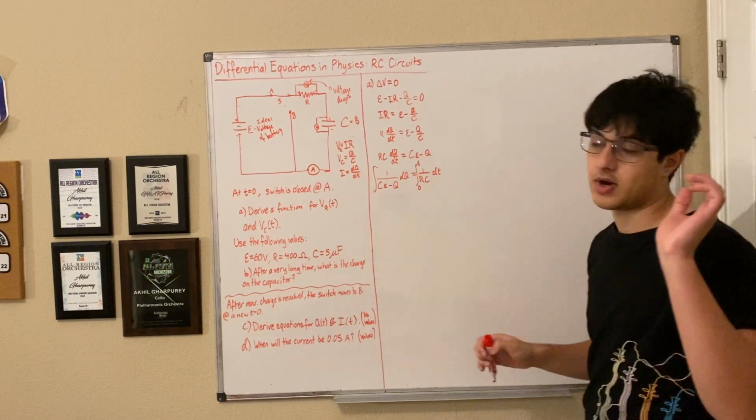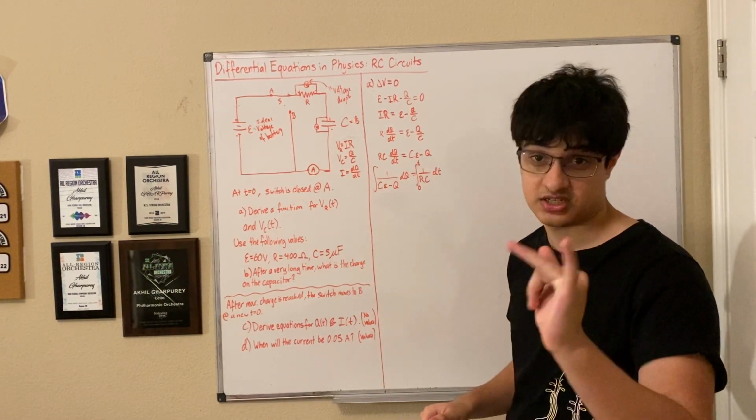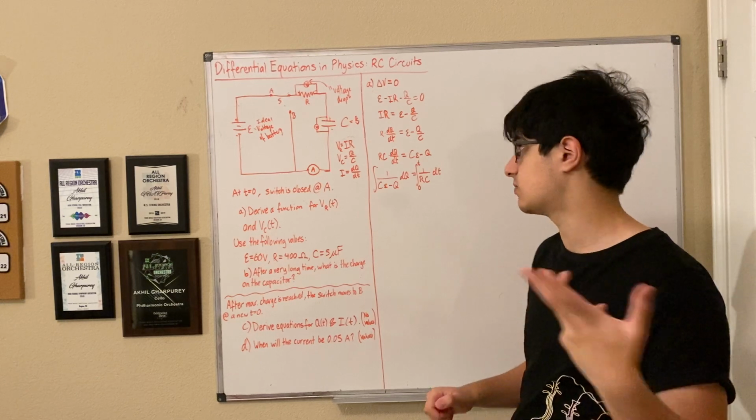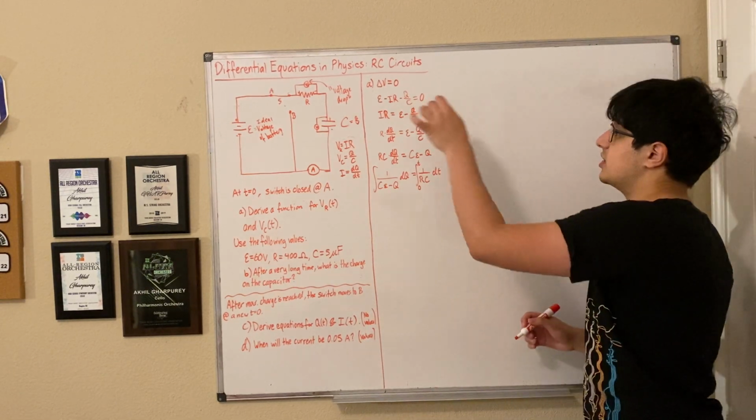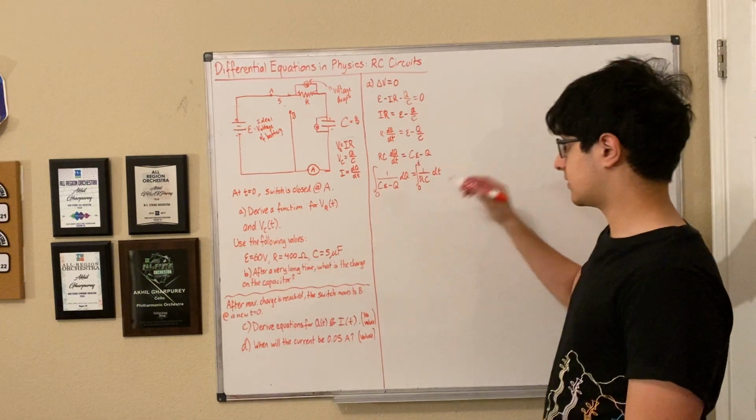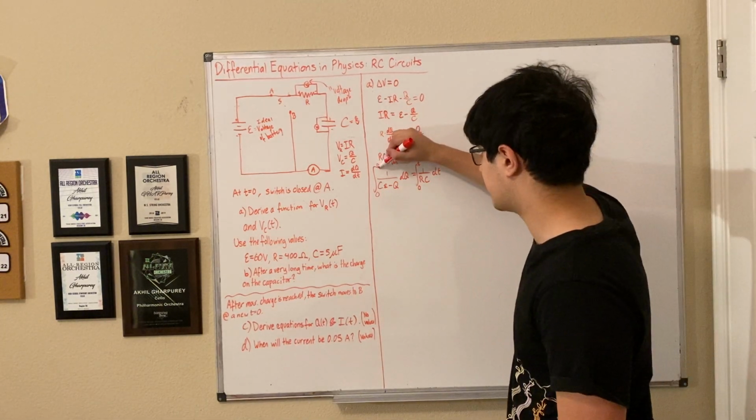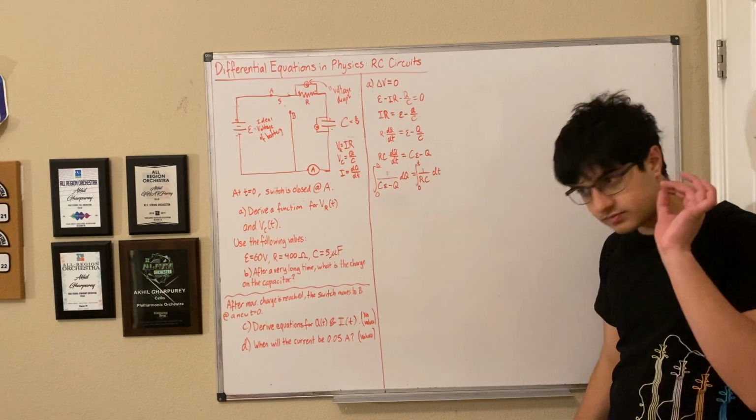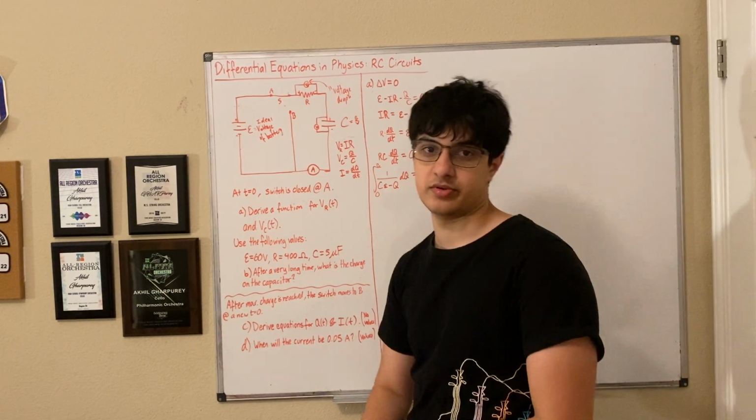Well, it will, but not at the change of time of 0. There's going to be some sort of change in time. So the initial charge on the capacitor is actually also 0, and the upper limit is just going to be some random variable q. So let's go ahead and take the integral on both sides.